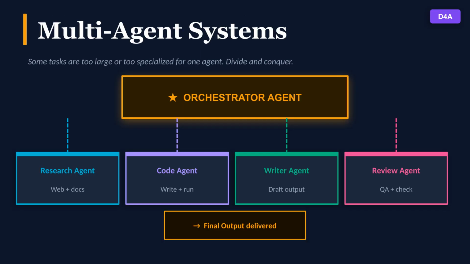Some tasks are too large for one agent. Divide and conquer. An orchestrator agent coordinates specialist agents. Research agent handles web and docs. Code agent writes and runs code. Writer agent drafts the output. Review agent does quality checks. The orchestrator decomposes the task, dispatches to specialists, collects results, and delivers the final output.